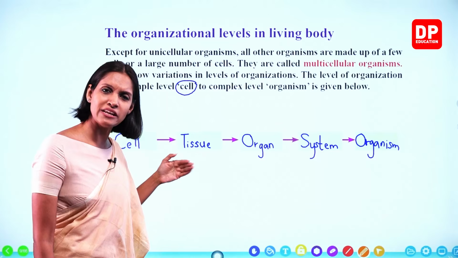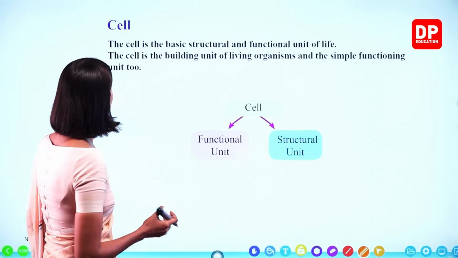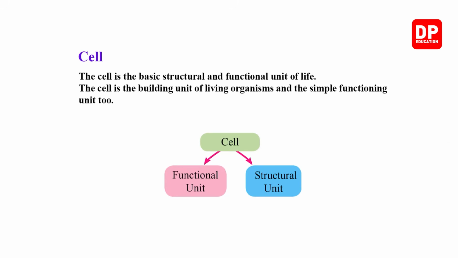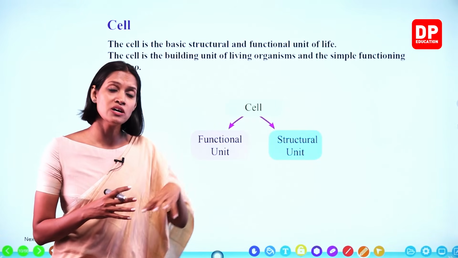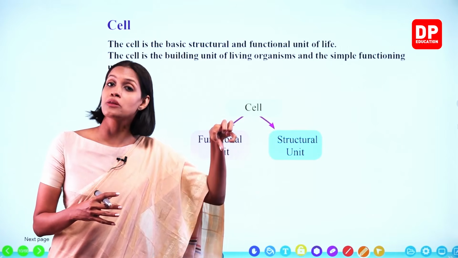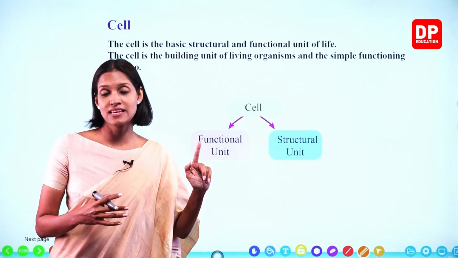Now you are all very familiar with the cell. We will learn more about the cell. So the cell is the basic structural and functional unit of life. Right? So when you consider a complex structure, what is the smallest unit, or the building unit, of the living organism? That is the cell.